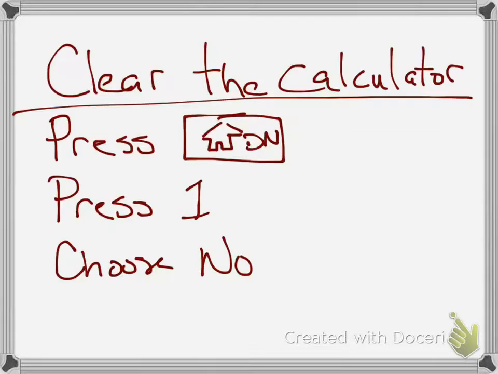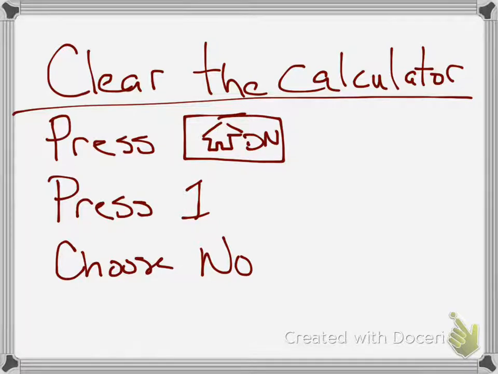Okay, so to make sure we're all on the same page, we're going to clear the calculator first. Press the home button, press 1 and choose no. That way you're all starting off with a new document. At this point the calculator will be asking you, would you like to have a calculator page? Would you like to have a graphing page? So on and so forth.